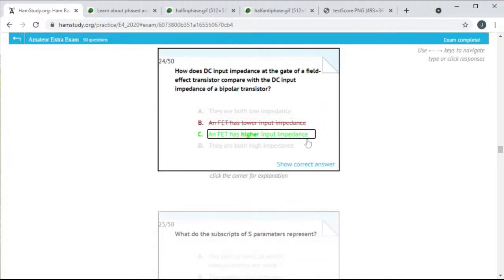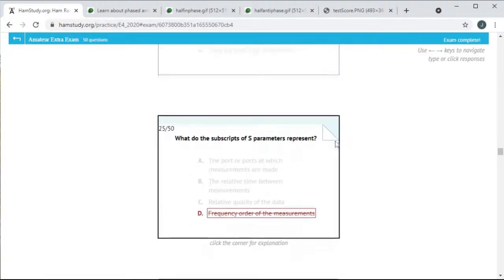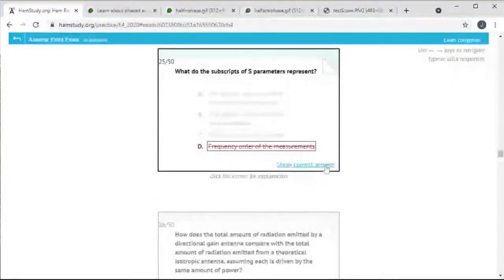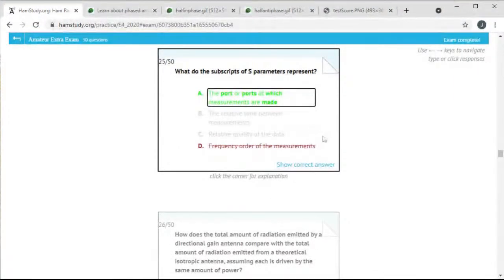In fact, I got the wrong one. I'm getting the opposite one on all of these. FET has higher input impedance. And S deals with what ports?